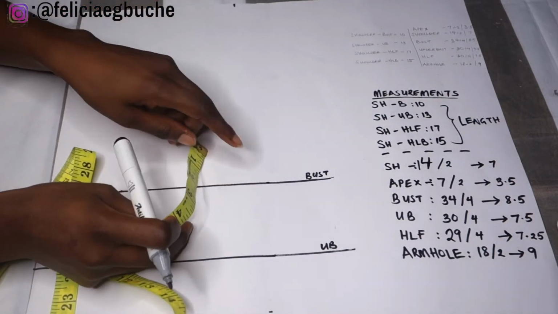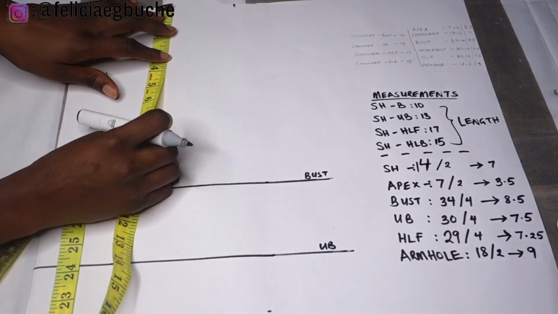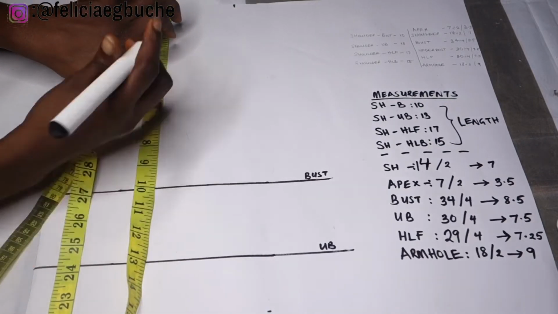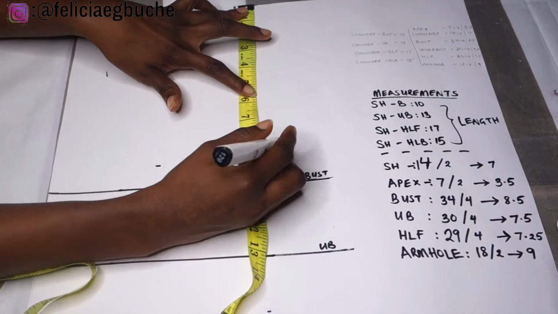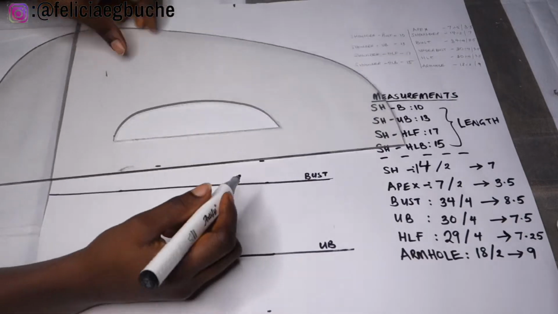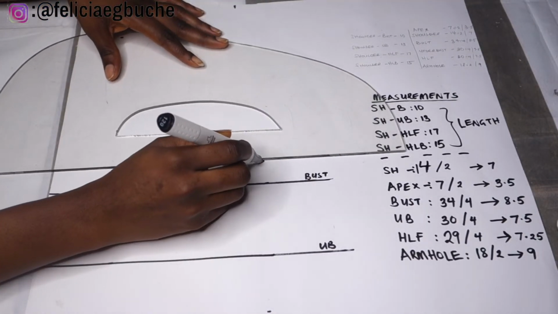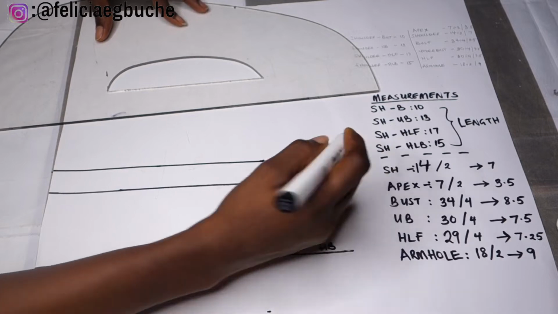Now the next thing I'm going to be doing is to determine my chest line. Okay, and to get your chest line, all you have to do is to use your armhole measurement divided by 2, and mine is 9 inches, so I'm going on now to mark 9 inches, and I'm going to be drawing a straight line there, and I'll be labeling that line my chest.